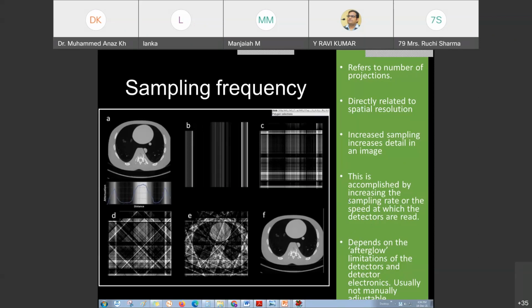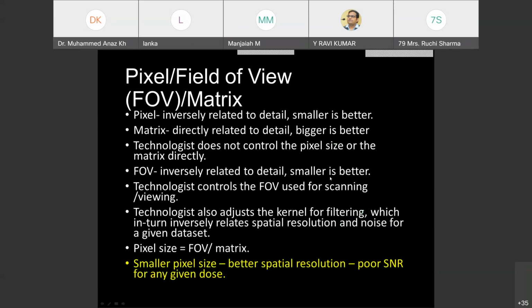So afterglow. And here, you have field of view. Anyway, we have discussed this also. Like, it is a combination of the pixel size.